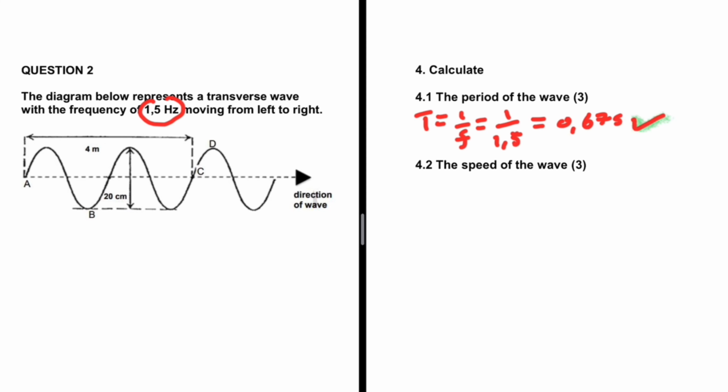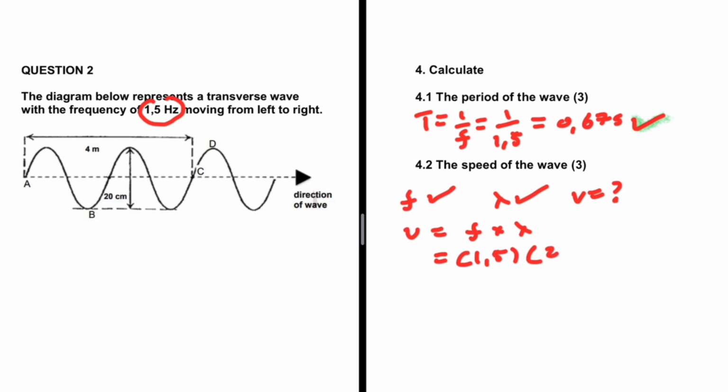So there we go. We have our period. What about the speed? Now we need the speed of the wave. We have the frequency, 1.5 hertz. We have the wavelength, 2 meters. We are looking for the speed. This is pretty much straightforward. The speed is the frequency multiplied by the wavelength. The frequency is 1.5 and the wavelength is 2 meters. This should give us 3 meters per second.